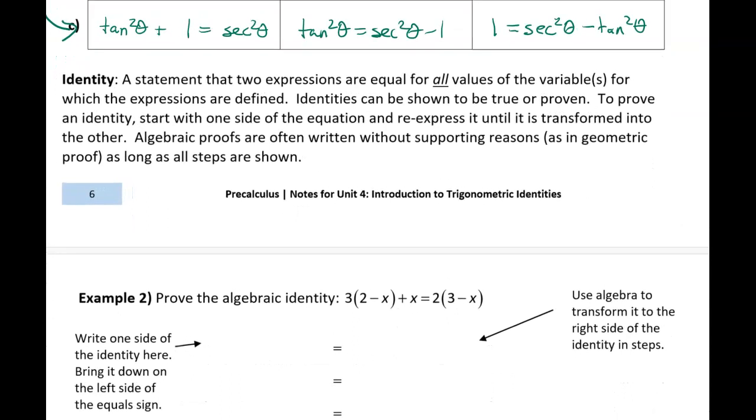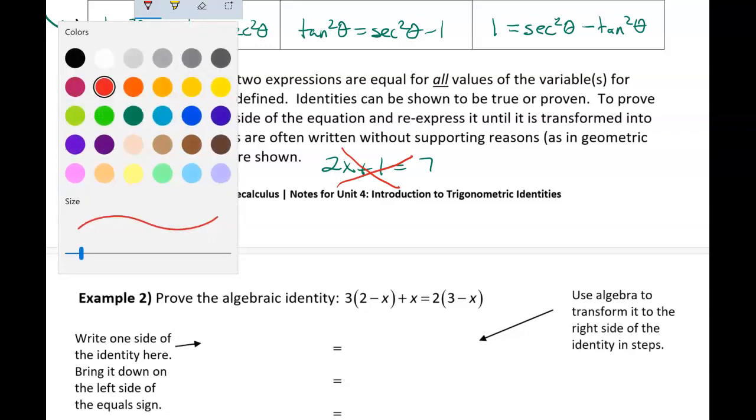Now we're going to get into trig identities in general and proving them. Remember that a statement that has two expressions that are equal for all values of the variable is an identity. So for instance, 2x plus 1 is equal to 7 is not an identity because it's only true if x is equal to 3. So that would be not an identity.